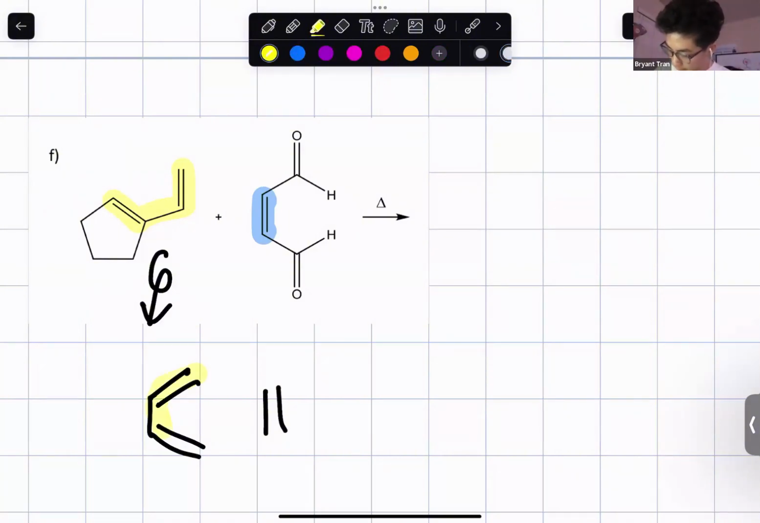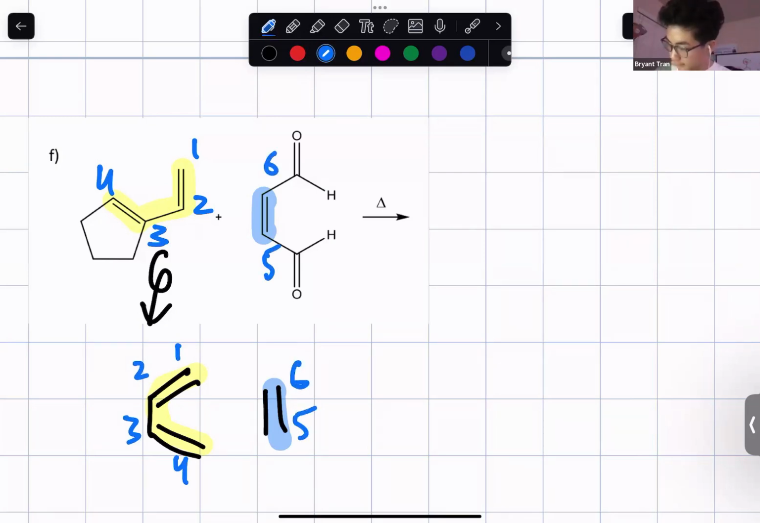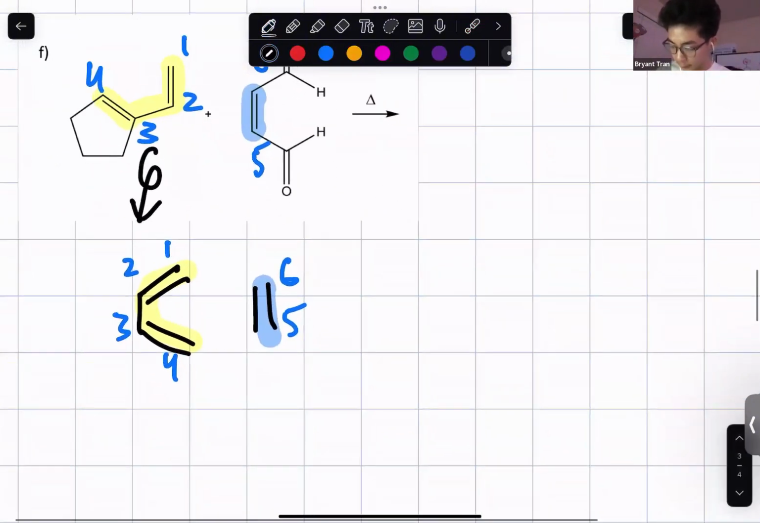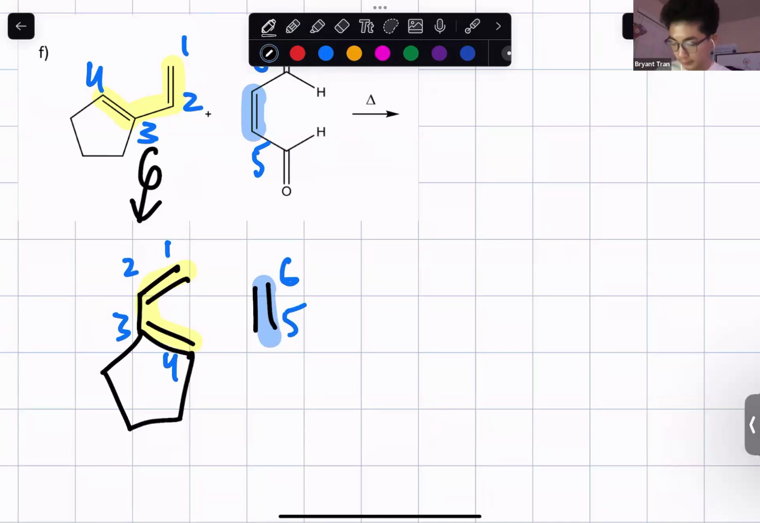Where this part right here is the diene, this part right here is the dienophile. And let's number this. Let's say this is 1, 2, 3, 4. That's going to be this 1, 2, 3, 4. And let's say this is 5 and 6. We see that 3 and 4 has that fused cyclopentene ring, which I'm going to draw out like that. Right? Everything else is decoration.